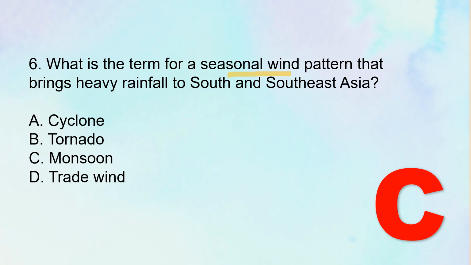Now for letter A, cyclones are intense storms, but not a seasonal wind system. For letter B, tornadoes are just small localized wind events. For letter D, trade winds are steady winds that help with ocean navigation but do not cause monsoons. Letter C is the best answer.